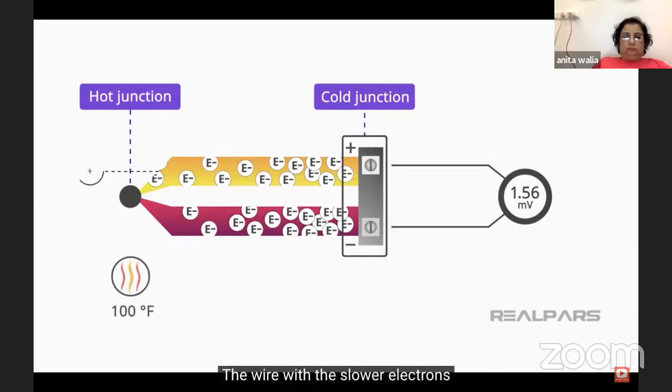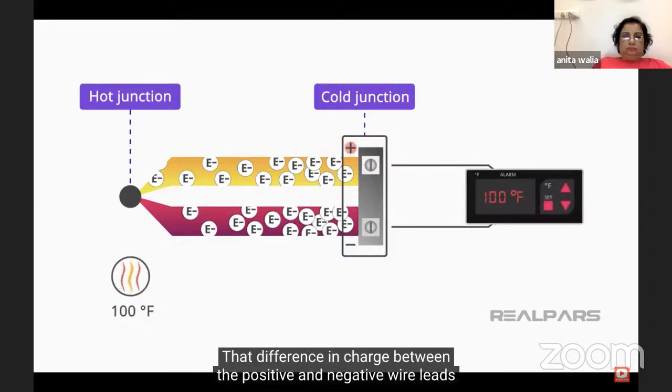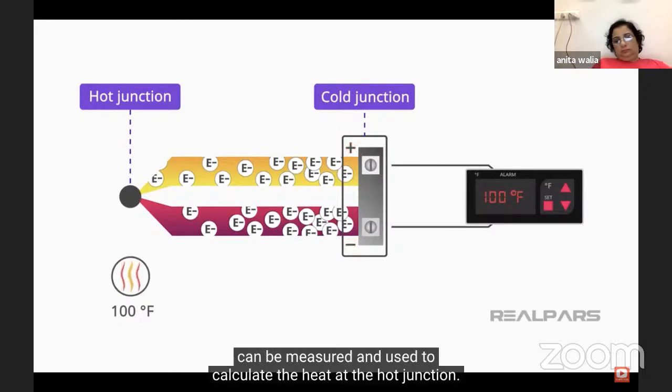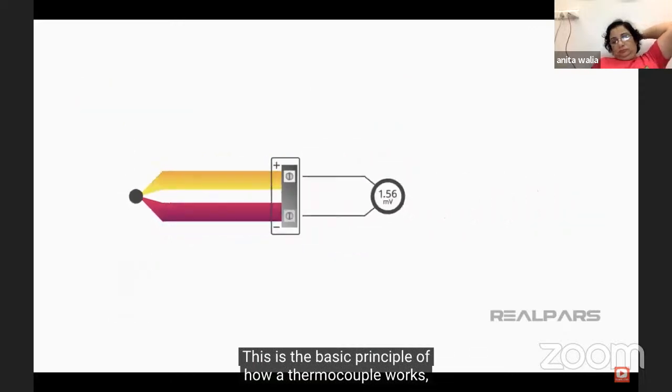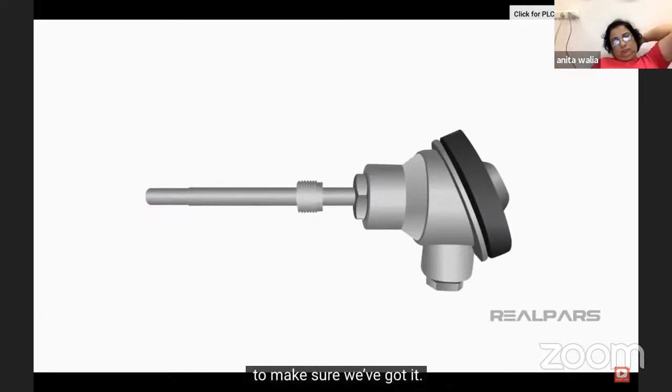The wire with the slower electrons won't build up as much of a charge, so it's called the positive wire lead. The difference in charge between the positive and negative wire leads can be measured and used to calculate the heat at the hot junction. This is the basic principle of how a thermocouple works. So let's look more closely at a specific thermocouple to make sure we've got it.